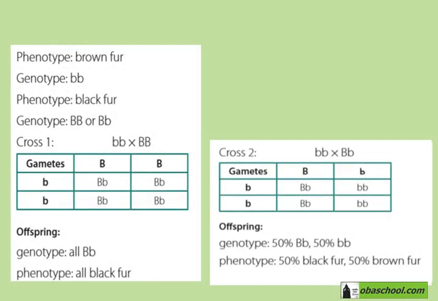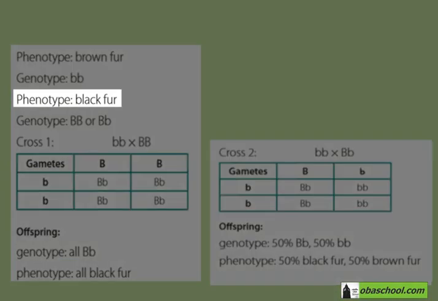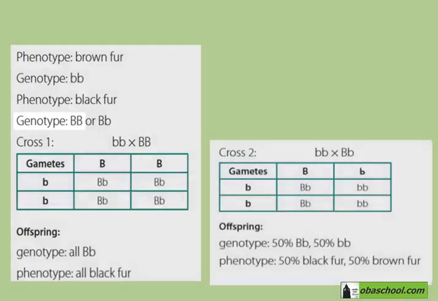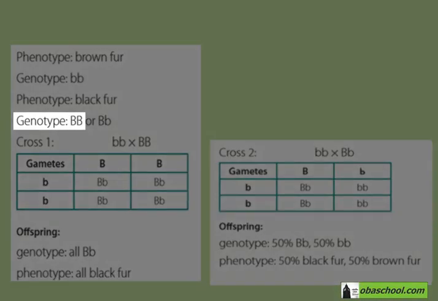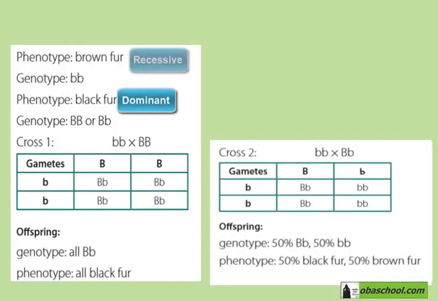Now, the phenotype is black fur in the other parent. Here we can't tell the genotype because we have two possibilities. The parent might be homozygous for black fur, or the parent might be heterozygous. Because if you remember, we said that black fur is dominant over brown fur. It's a dominant allele, and it can express itself in the phenotype in both the homozygous state, capital B, capital B, or the heterozygous state, capital B, lowercase b. So we have to take both options into consideration.